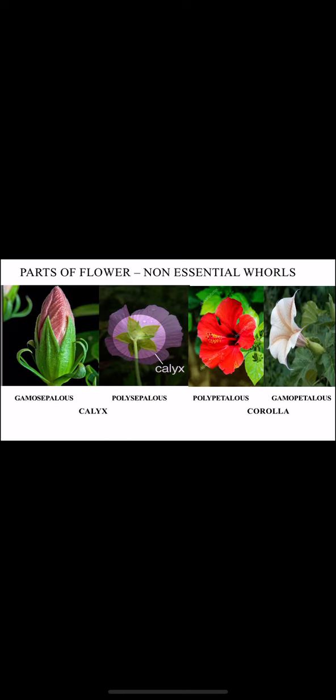Next comes the non-essential parts of the flower. Let us study about them. If the calyx are fused, it is called gamosepalous. If calyx are free, it is called polysepalous. If the corolla is free, it is called polypetalous. If it is fused, it is called gamopetalous.